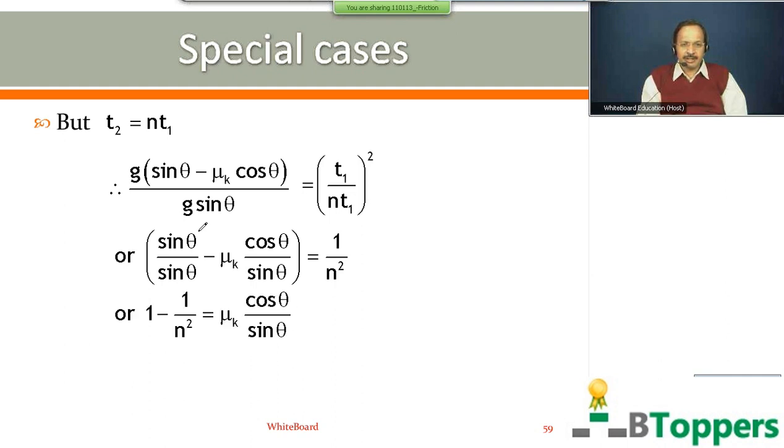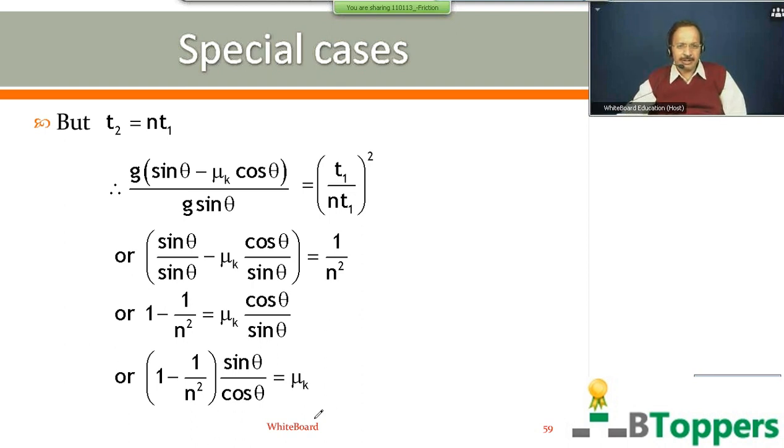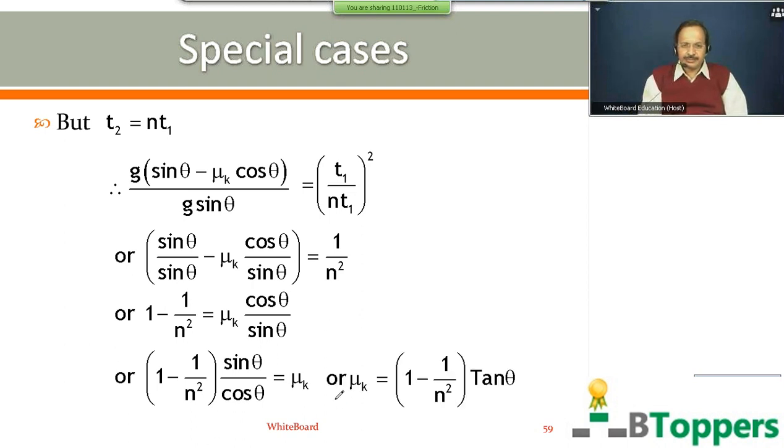Sin theta by sin theta, I can write as 1 on the left side. 1 by n square can carry to the left hand side. This term containing coefficient of kinetic friction can carry to the right side. So you get 1 minus 1 by n square equal to mu k into cos theta by sin theta. So from this you get mu k equal to (1 minus 1 by n square) into sin theta by cos theta, and mu k equal to (1 minus 1 by n square) into tan theta. Come on, copy down this working.